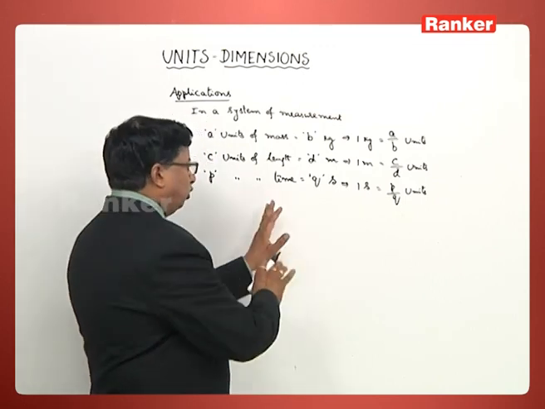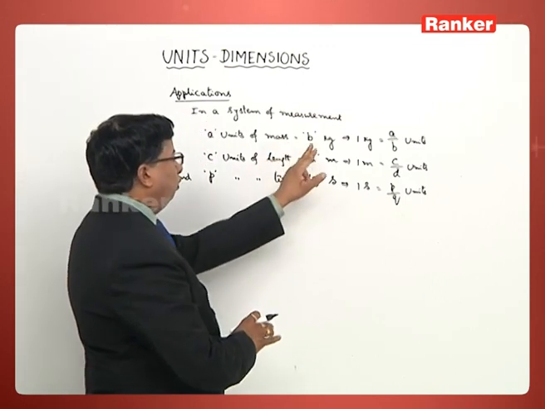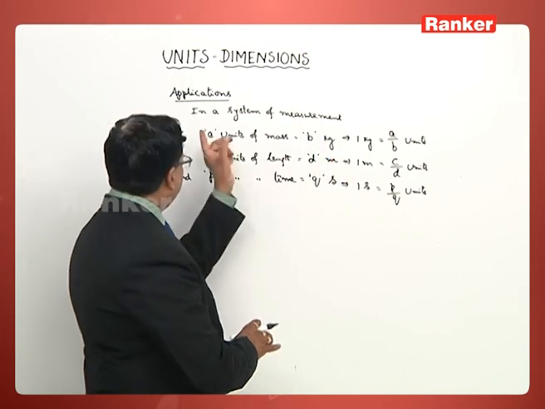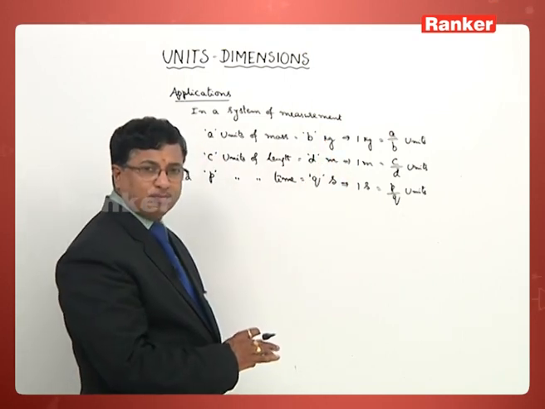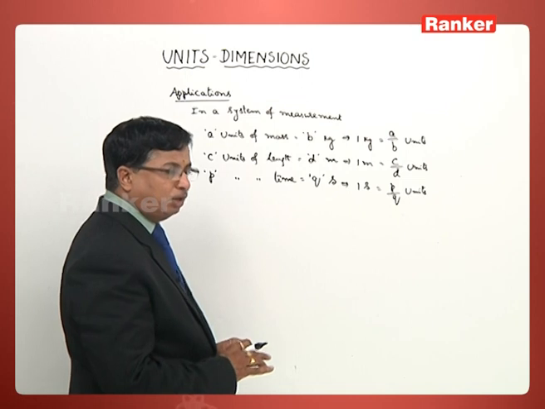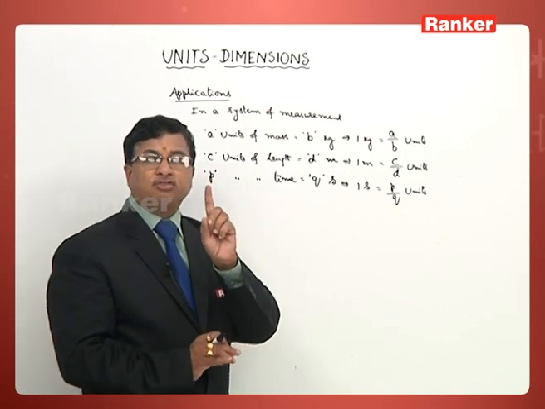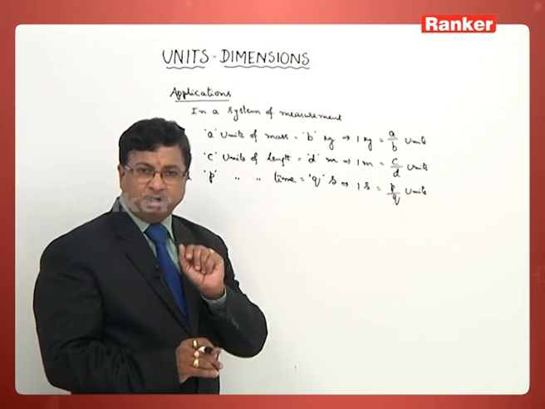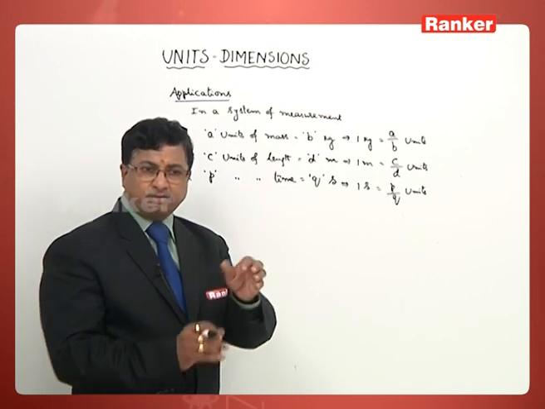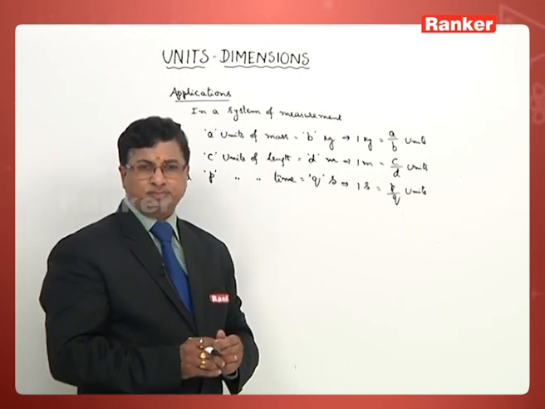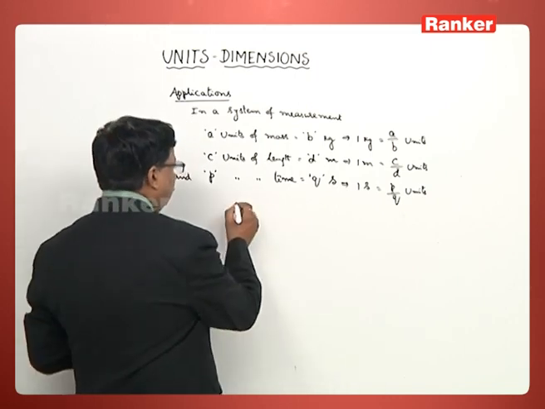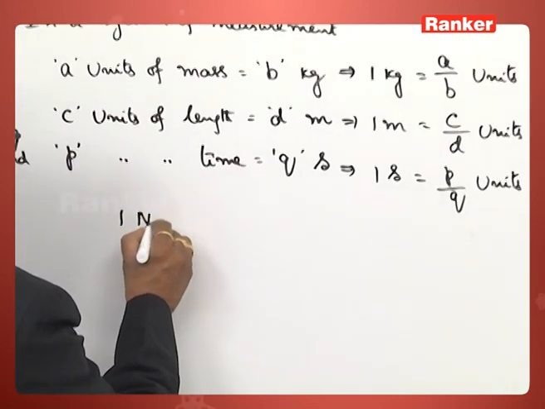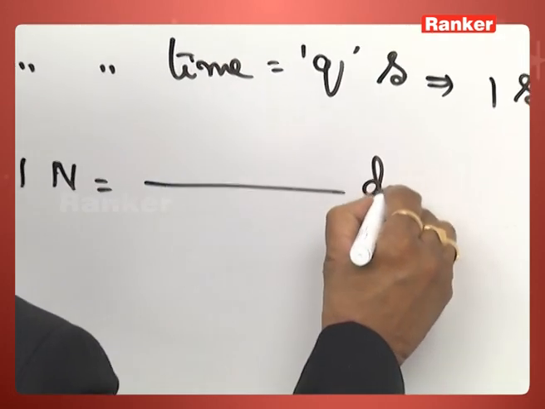So, first and foremost, whenever they give so many kilograms is equal to a few units, the first thing we need to do is estimate the value of 1 kg, the value of 1 meter, and likewise 1 second. These are the estimations to be made first. Now the question is, 1 Newton is equal to how many dyne?